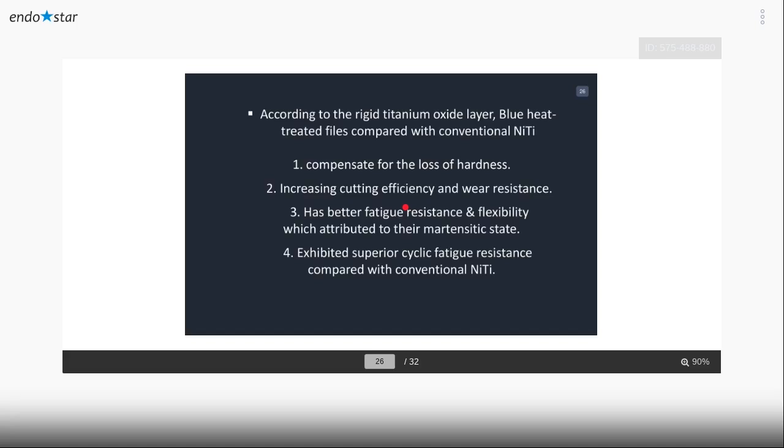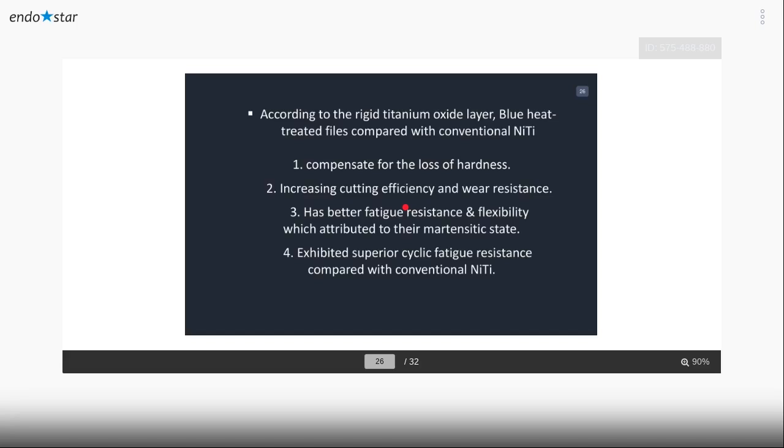But with the heat treatment for the E3 Azure, when the file is deformed, it can return back to the original shape after sterilization. But at the same time, you lose strength. That's why sometimes I use higher sizes in the E3.